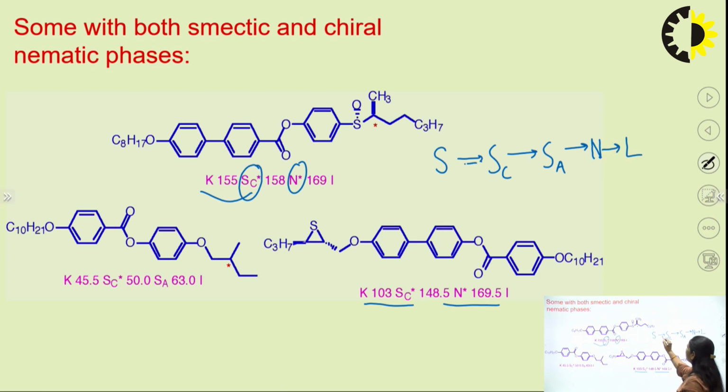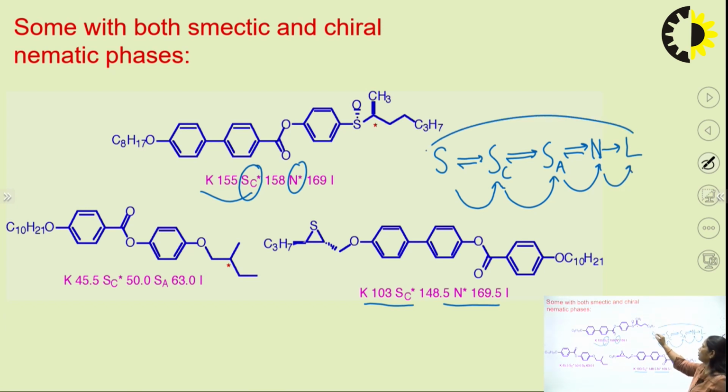That by the change of temperature, on rising the temperature, as temperature increases, the solid can be converted into smectic C, then it is converted into smectic A, then it is converted into nematic, then it is converted into liquid. So by this phenomenon, you can observe that all the phases from solid to liquid must have different degrees of orientational order as well as different degrees of positional order.